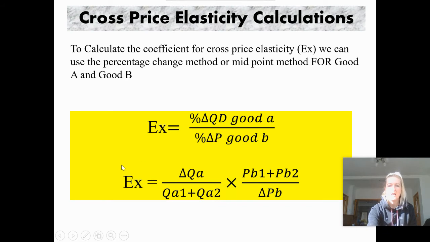Our midpoint formula down the bottom is also pretty similar. You've got the change in the quantity of good A on the top, divided by the old quantity of good A plus the new quantity of good A, times the old price of good B plus the new price of good B, divided by the change in the price of good B. Now obviously the X stands for cross elasticity.